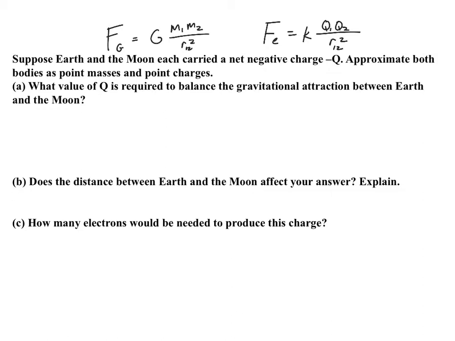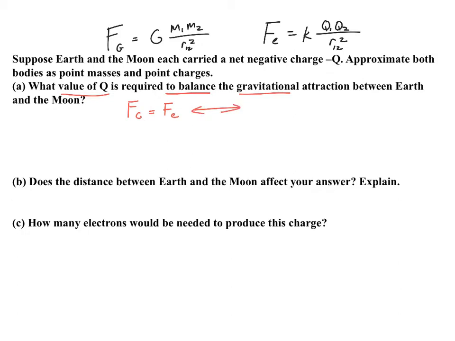So part A, what value of Q is required to balance the gravitational attraction between the Earth and the Moon? Okay, that means, in case you didn't catch it, to balance gravitational attraction between Earth and the Moon, what value of Q balances that? That means we're expecting that our gravitational force is in balance with our electric force.